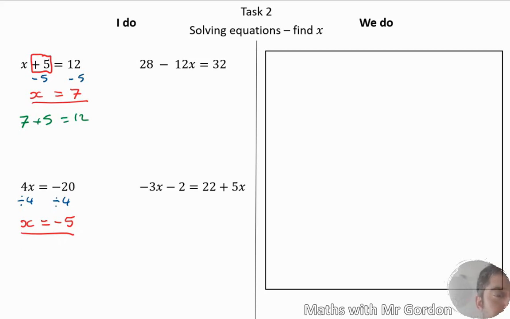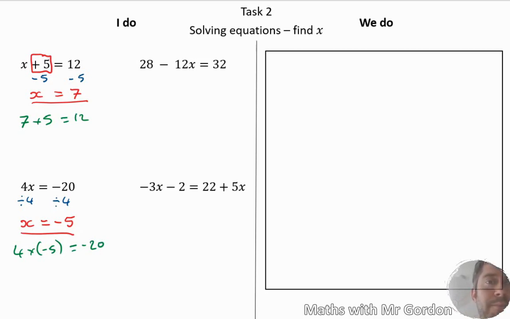Let's try the same thing again here. So this time we've got 4 times negative 5. I'm going to put it in brackets. 4 times negative 5. What is 4 times 5? 5, 10, 15, 20. Negative 20, which is correct. Okay, so this is a way of checking that we're correct with our calculations.